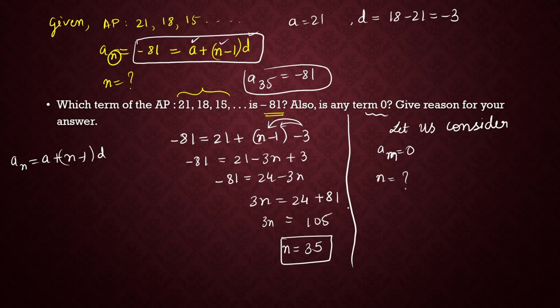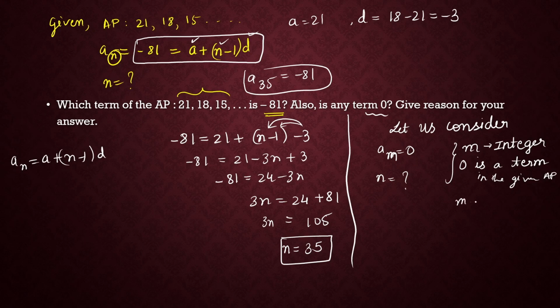Now the number, it's not 35. Value of n is 35. Now the value of m, it may be some value. Now after solving this question, if I get the value of m as an integer, then it tells me that 0 is a term in the given AP.